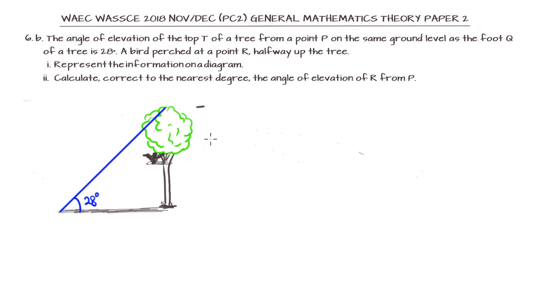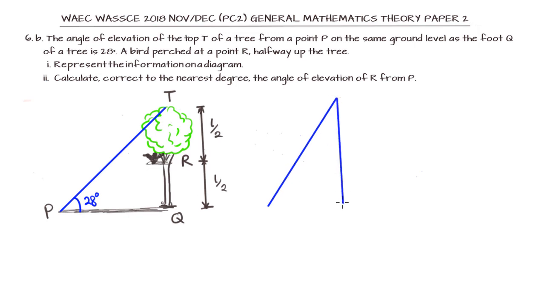So if the tree length is L, half length of the tree will be L over 2. Okay, and the other length will be L over 2. So we are now labeling the top, then the point where the elevation is being done, and the base of the tree. Then the point where the bird is perched is R. So now we have our pictorial diagram. We can just do a schematic from here. Let's do our schematic. Just giving us the basic.